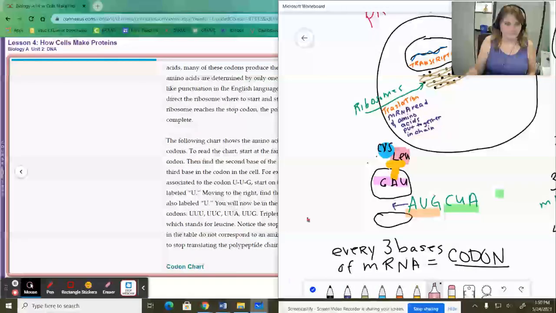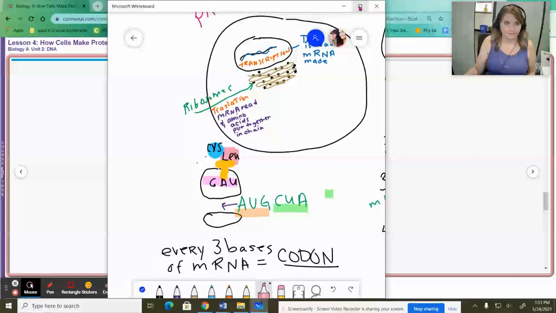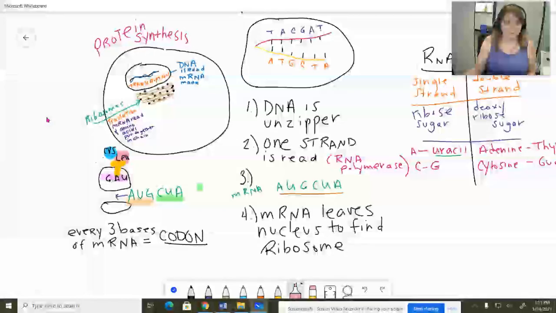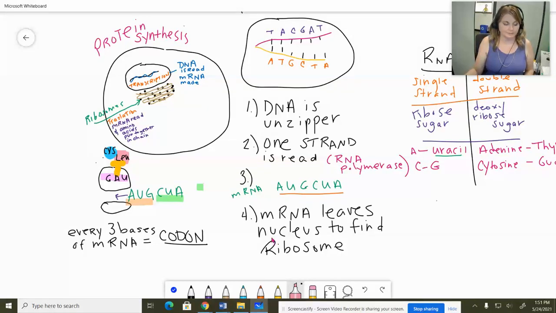To review, protein synthesis is transcription followed by translation. Transcription takes place in the nucleus, where DNA is unzipped. One strand is read by RNA polymerase. It uses that strand as a template to make a strand of messenger RNA. Remember that every time you think you should put a T in, instead you should put a U in when you're making messenger RNA. That messenger RNA then leaves the nucleus and goes out to the cytoplasm to find a ribosome.